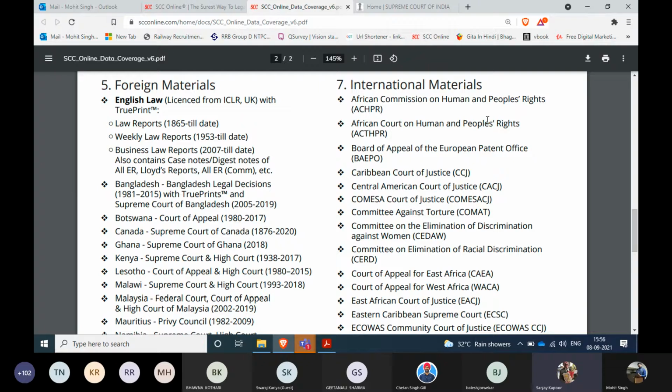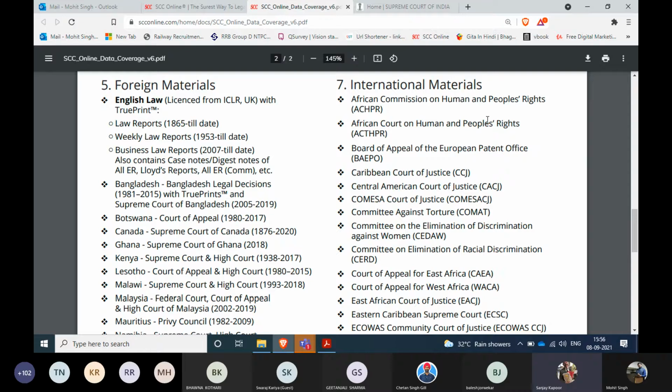We have collaborated with the important publishers in England. For UK law, we have in fact collaborated with ICLR, Incorporated Council of Law Reporting, which gives us access to three reports: Law Reports, Weekly Law Reports, and Business Law Reports. All of these three series put together are about 1400 volumes from 1865 till date. So there again, we have the digest, we have the full text, and we also have the true prints as if we have the actual volume in our hand.